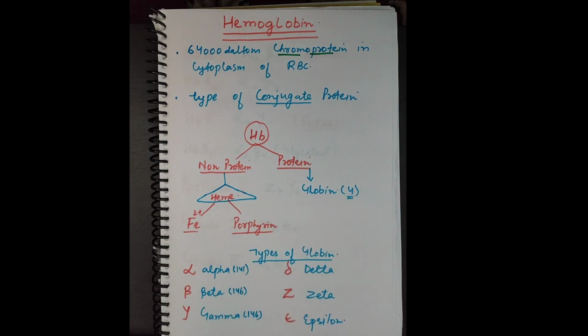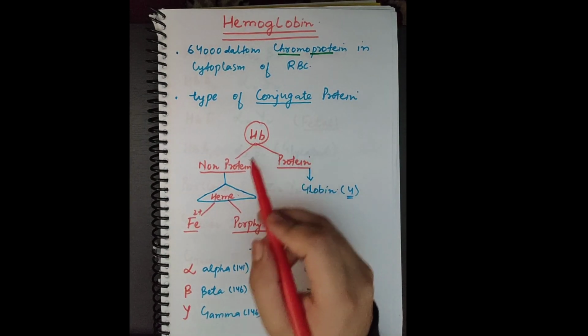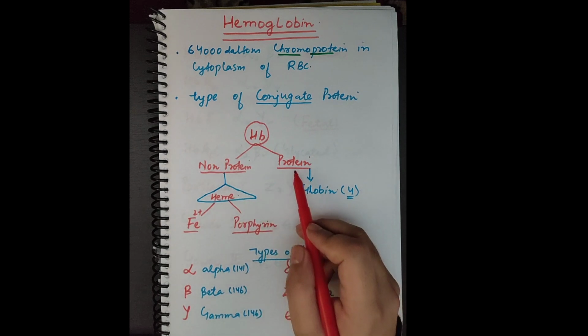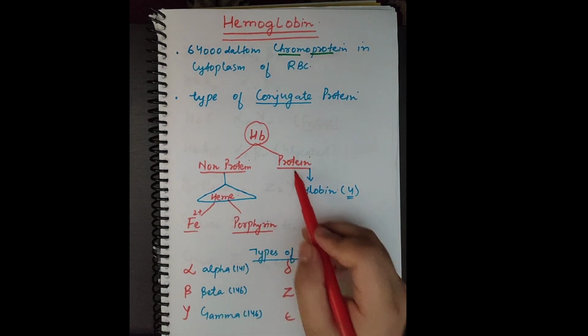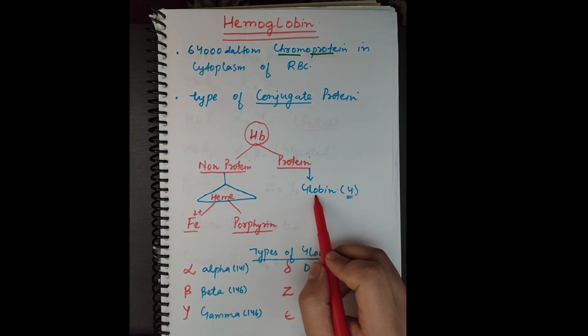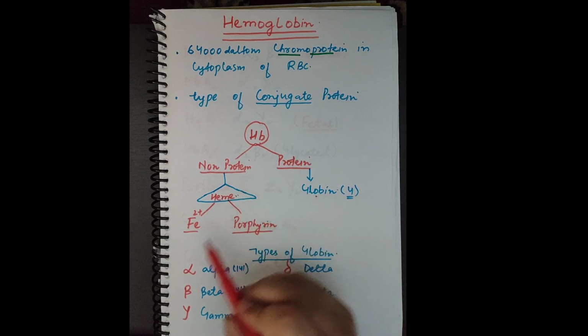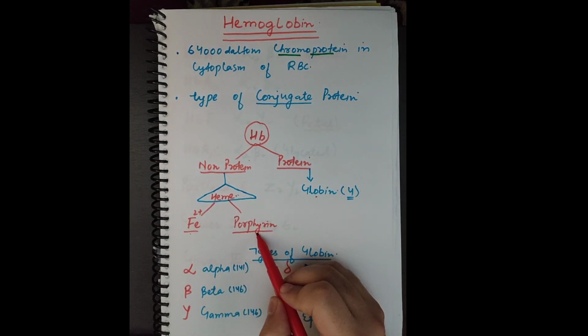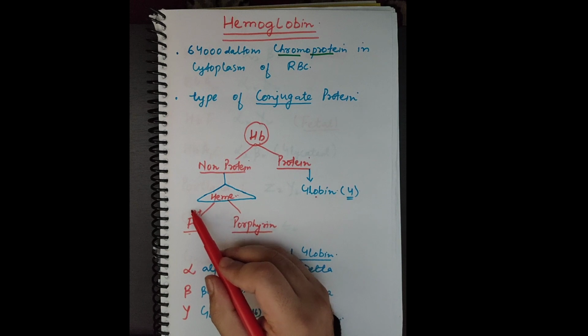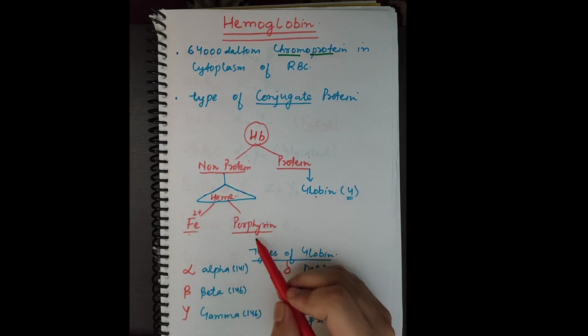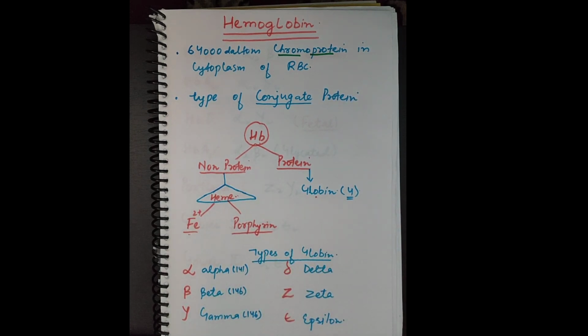Since hemoglobin is a type of conjugated protein, let's see the structure of hemoglobin. It is made up of two parts, the proteinous part and the non-proteinous part. The proteinous part is the globin, and the non-protein part is the heme. This heme is further made up of two things, iron and the porphyrin ring. Iron is in the form of ferrous ion, Fe2 positive, and porphyrins are just rings, 4 pyrrole rings joined with the help of the iron molecule.